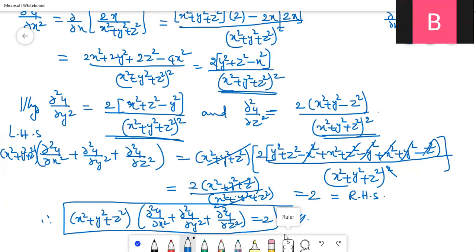Then easily. Okay. And I wrote here similarly dou square u by dou y square, dou square u by dou z square. You can solve it. Then you get good idea about that partial differentiation.